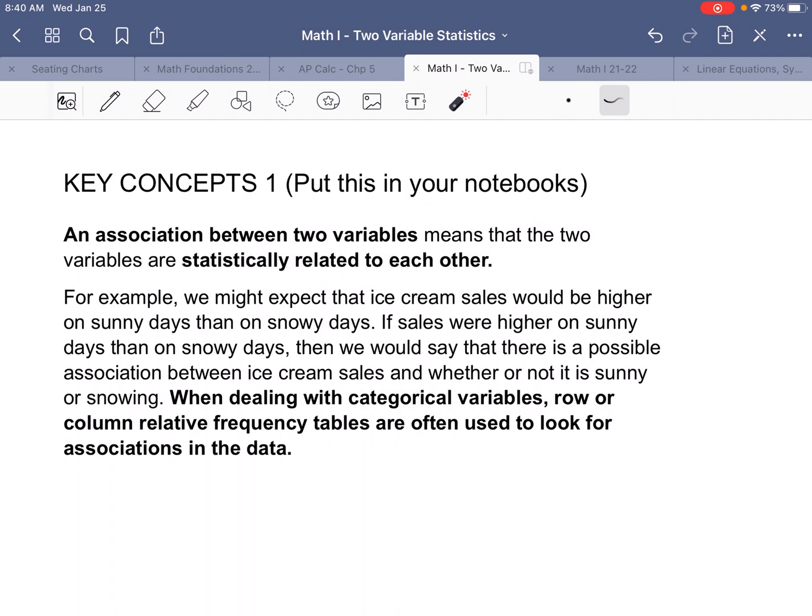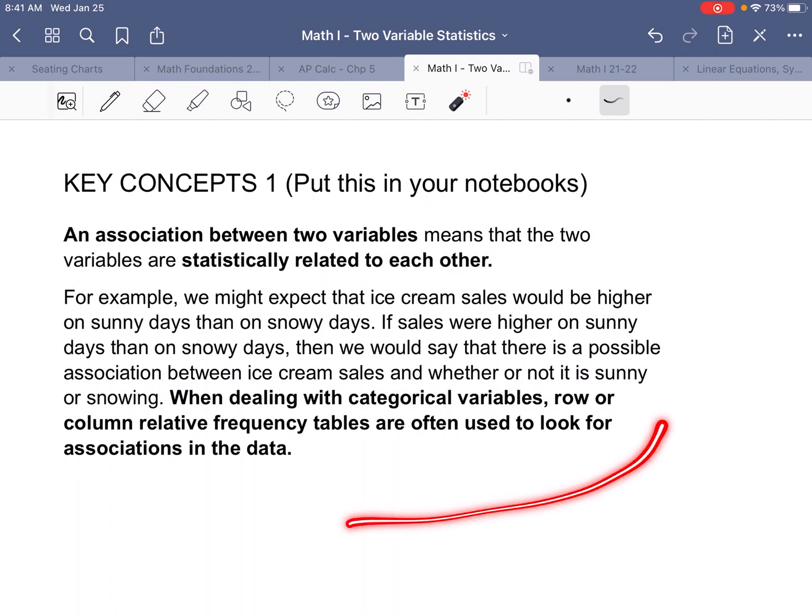An association between two variables means that the two variables are statistically related to each other. For example, you might expect that ice cream sales would be higher on sunny days than on snowy days. That just makes sense, right? If sales were higher on sunny days than on snowy days, then we would say that there is a possible association between ice cream sales and whether or not it is sunny or snowy.